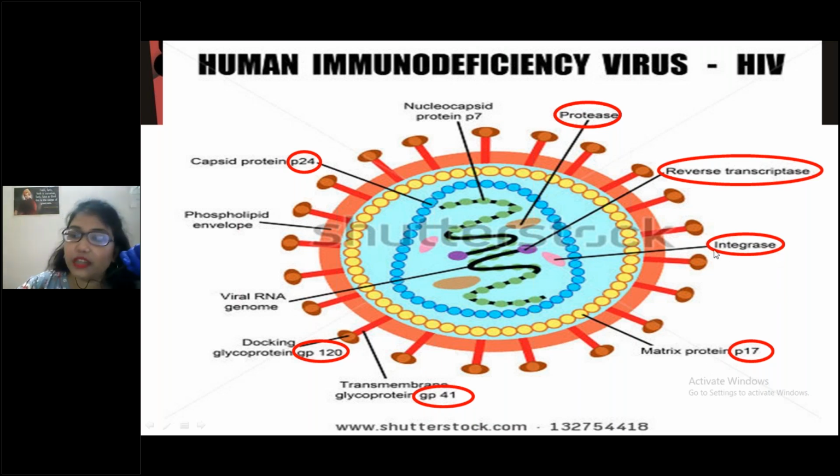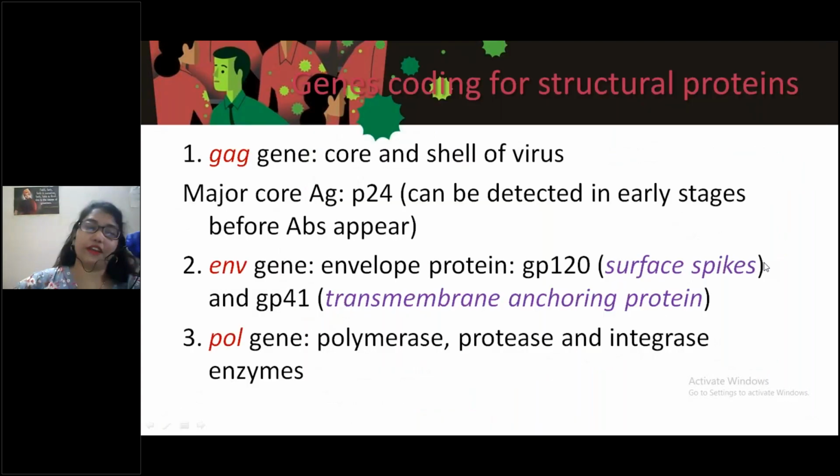And then there is the enzyme integrase. Here you can see this helps in integrating the proviral DNA, that is, the DNA produced from the RNA, into the host cell chromosome. So that enzyme is the integrase. So these are the different parts of the HIV virus.